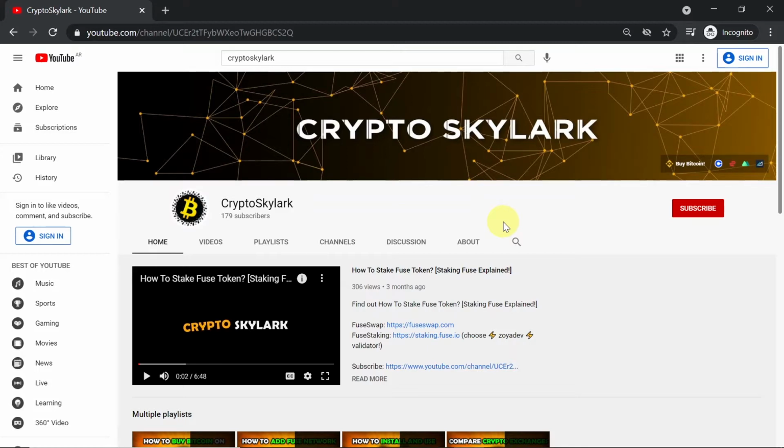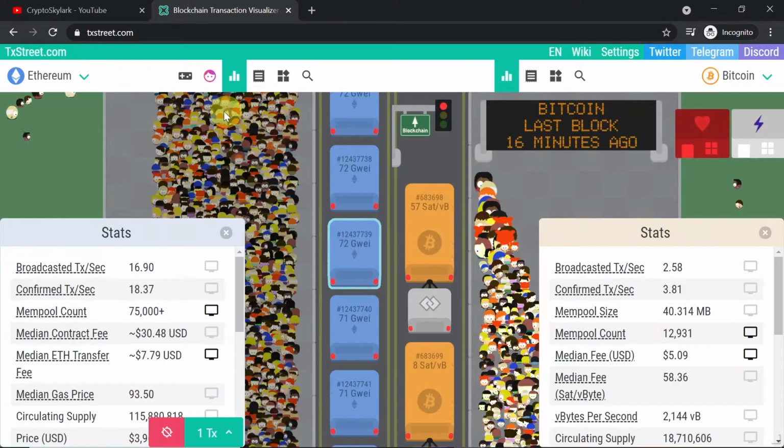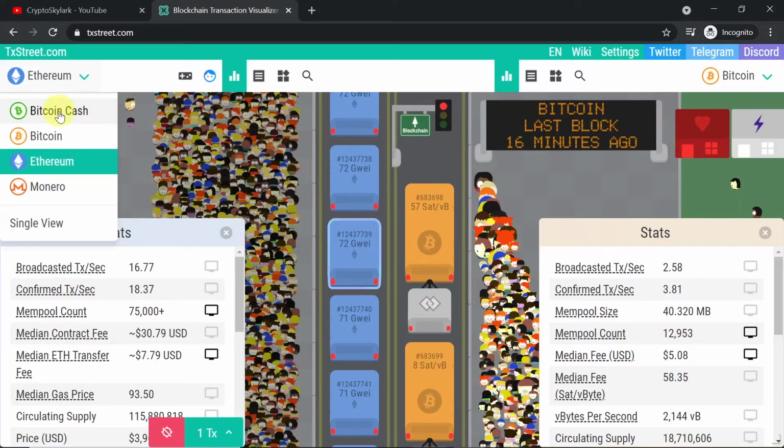And now let's start. The website I'm going to show you is called TheAppsWorld. On this website we can check the transaction state on different blockchains such as Bitcoin Cash, Bitcoin, Ethereum and Monero. So over here I'm just going to choose Ethereum and choose single view.